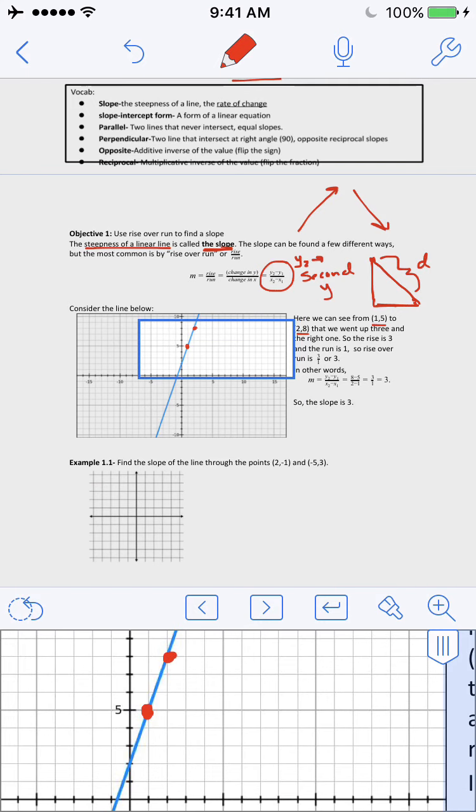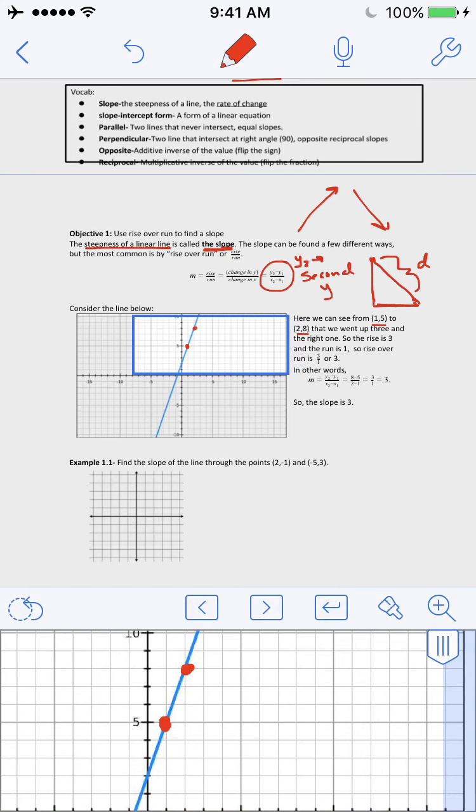Alright, so we have these 2 points. You can use any 2 points, though. The steepness of a linear line will be constant no matter where you are on the line. So you can use any 2 points you want when finding linears. That changes a little down the road, but right now you can use any 2 points you want.